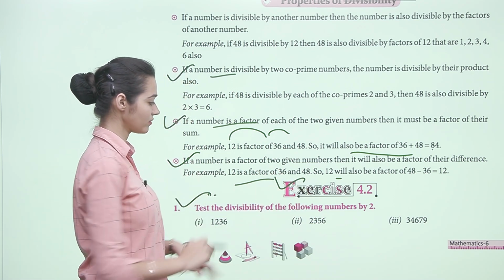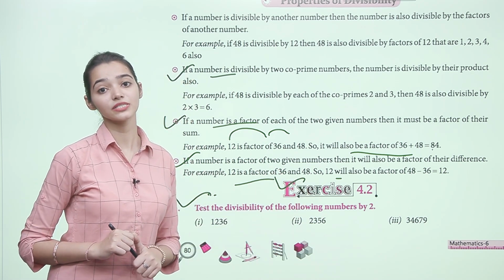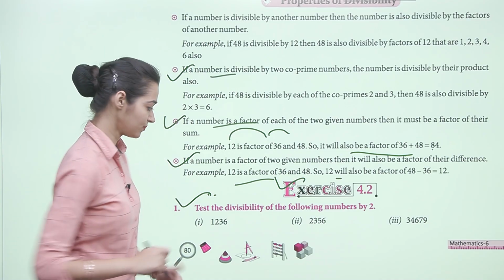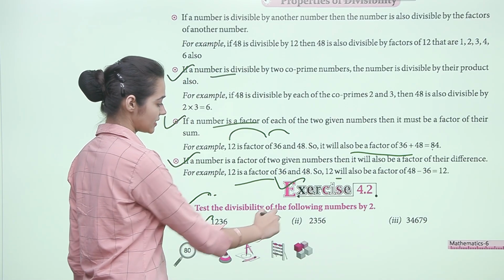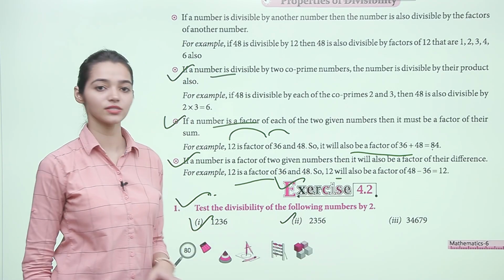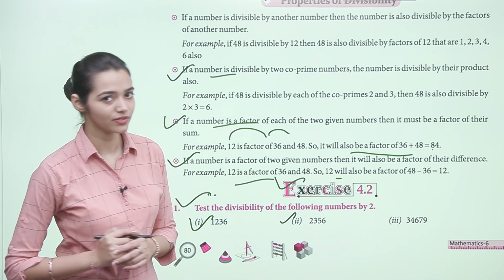In the first part, here we have to test the following numbers by divisibility test by 2. So first one and second are divisible and third is not. That's how you can complete the remaining part.